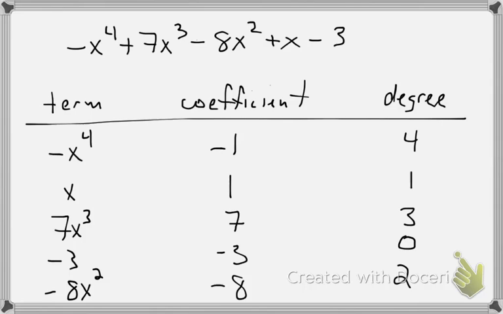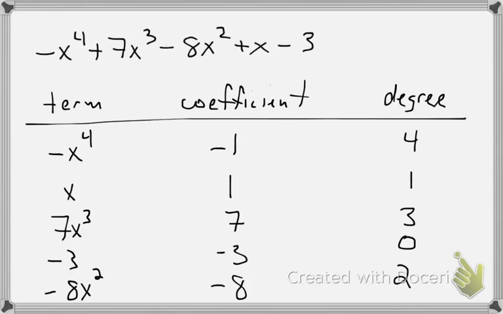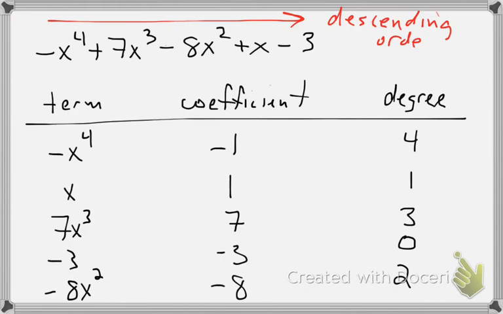Now, in this particular case, I had this written in descending order. What do you suppose I mean by descending order? From highest degree to lowest degree. 4, 3, 2, 1, 0. Does that make sense? That's going to be an important concept.